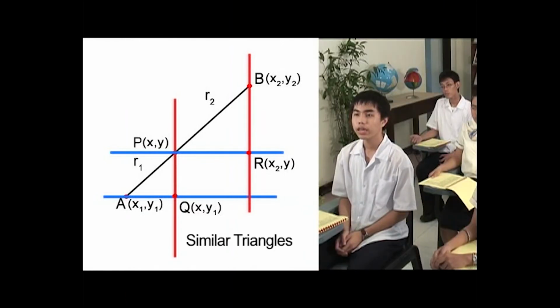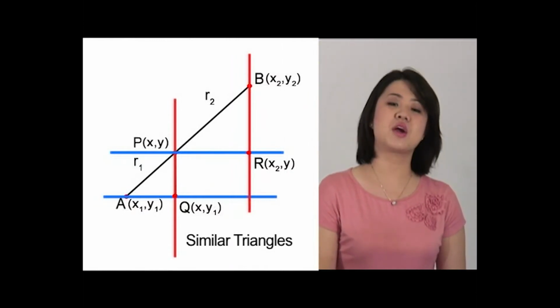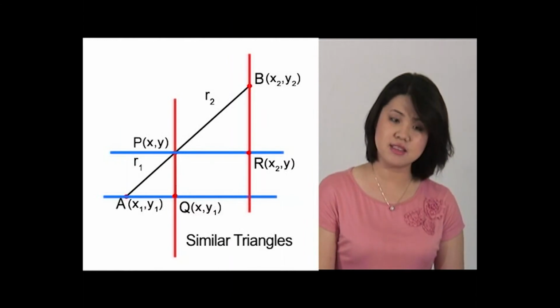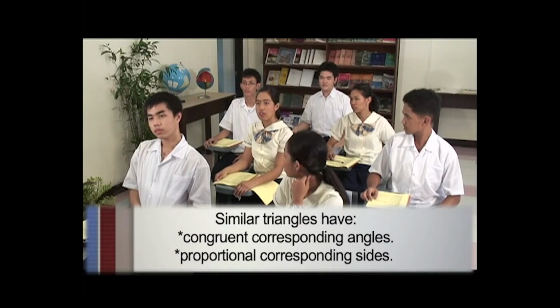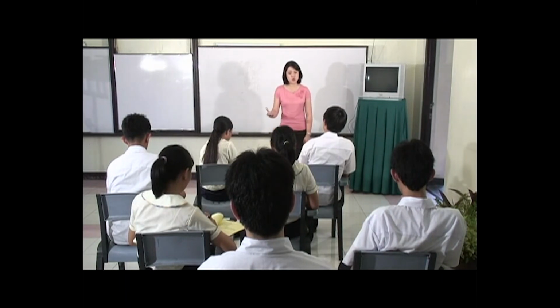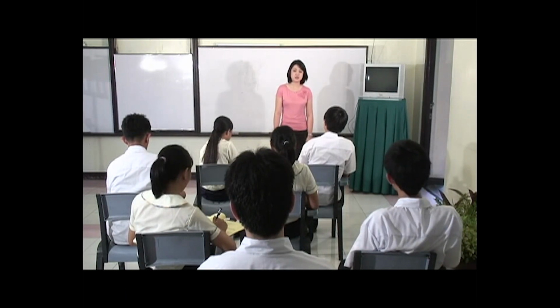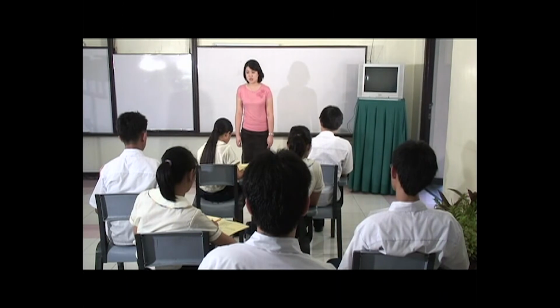I think we refer to them as similar triangles. That is correct. Do you remember the characteristics of similar triangles? I know that the corresponding angles are congruent. The corresponding sides are proportional. Yes, I'm glad you remember. Do you remember how we can show that two triangles are similar? Is it ASA? No, that's for congruence. We have the SSS and AAA similarity theorems. Which of these can we use here?